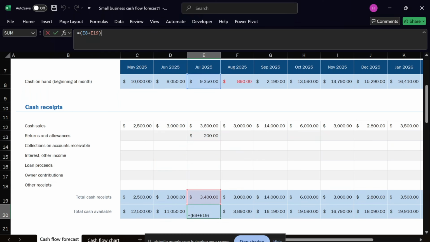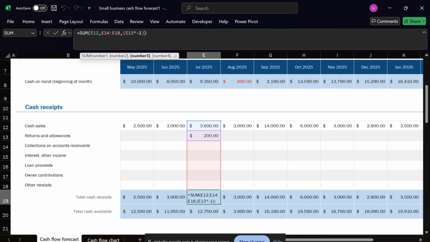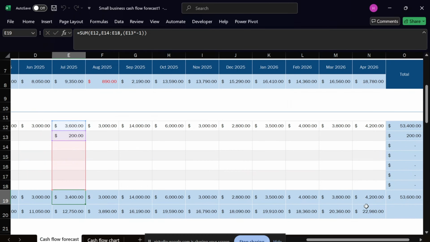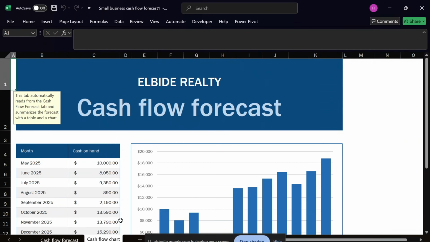So here we have this formula, and in this one we have subtracted 200. So what is the impact here of the $200? The impact of subtracting 200 from the total cash receipts is that it reduces the amount of cash reported. In this case, the total cash receipts for July is $3,400, but the amount is $3,600 minus 200 from returns and allowances. This also reduces the total cash available in the next row. Does that make sense? Yeah, it makes total sense. Great! Is there anything else I can help you with?